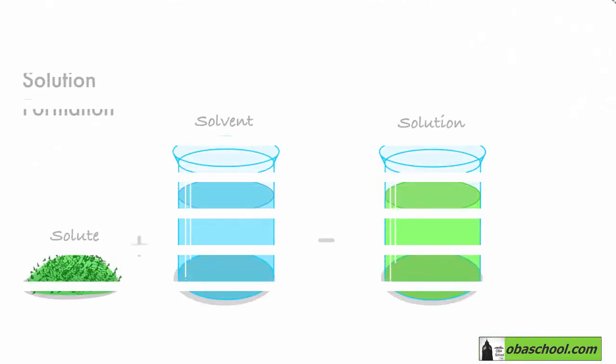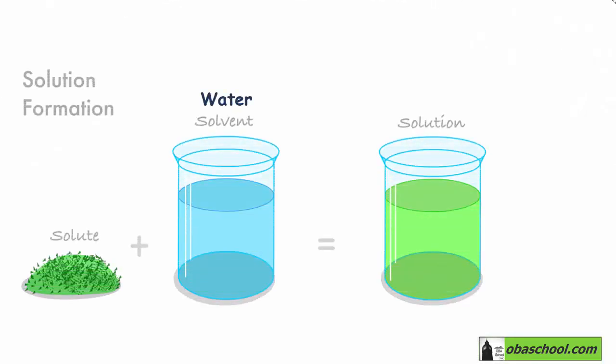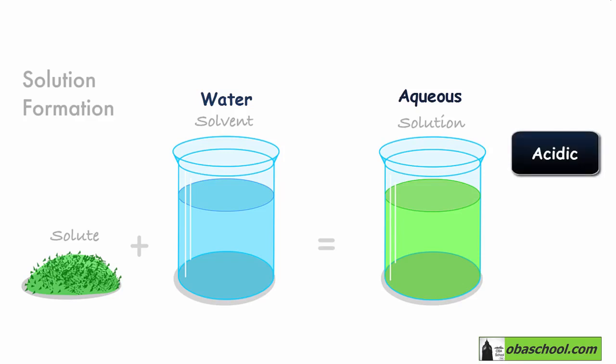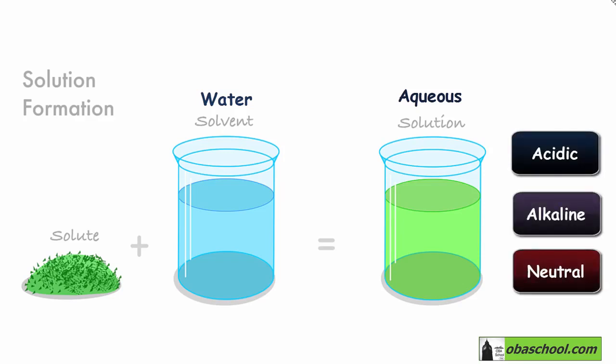When you dissolve a substance in water, you produce an aqueous solution. So when you dissolve a solute in a solvent, where the solvent is water, you will produce an aqueous solution. The solution formed may be acidic, alkaline, or neutral, and this depends on which substance you have dissolved.